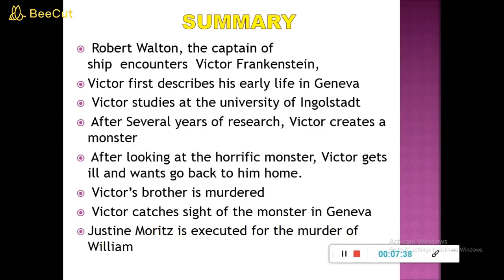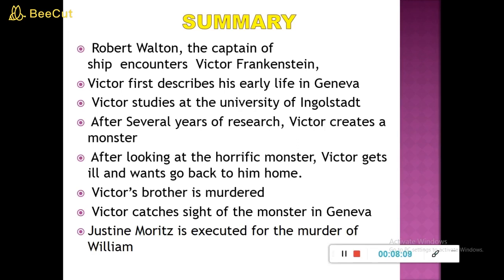Victor becomes very afraid at the first sight of the monster. When he looks at the monster, Victor becomes sick. He is not feeling well, and he wants to go back to his home for recuperation. After some time, when Victor is ill, he gets the news from his father through a letter that his brother William has been murdered.